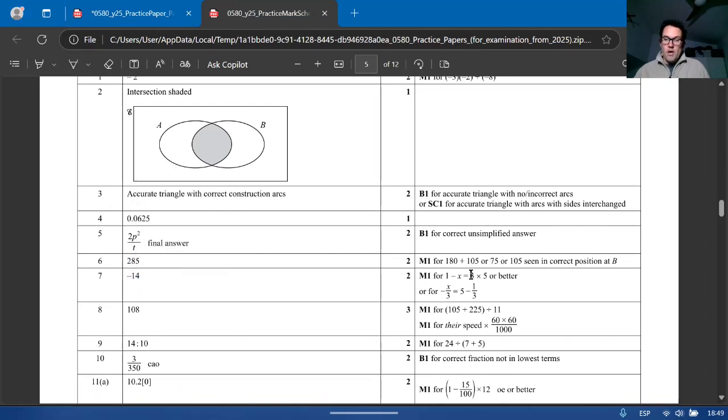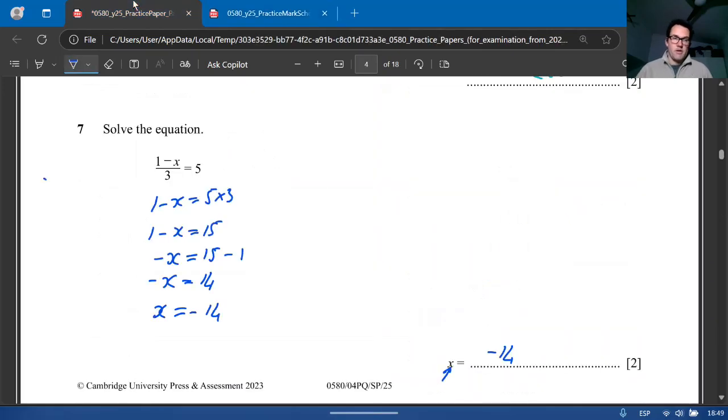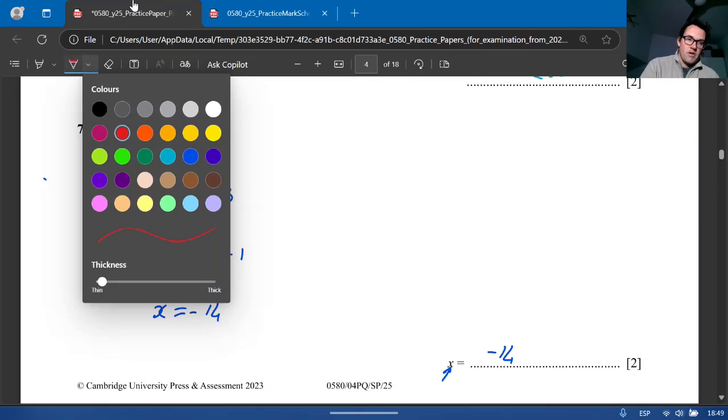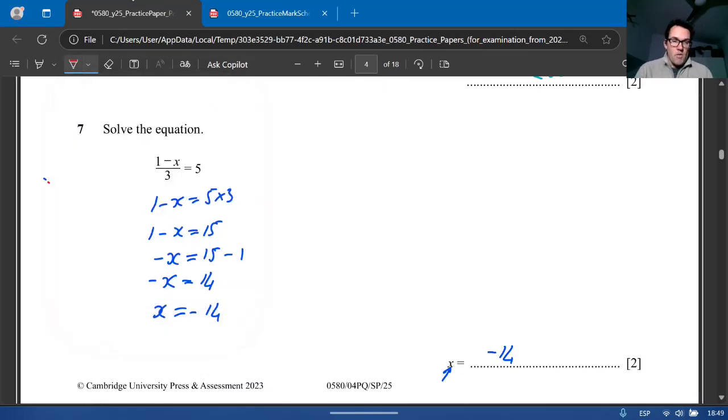You can already get 1 mark for just multiplying by the 3. There are other methods to do that, but I don't like to go through all the methods. My video is already too long. You get 1 mark for just doing that, and then, of course, the correct answer with the minus in the right place gets full marks.